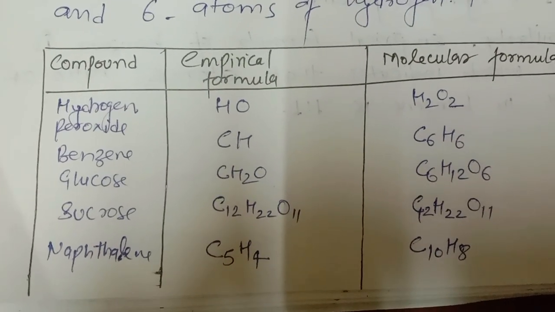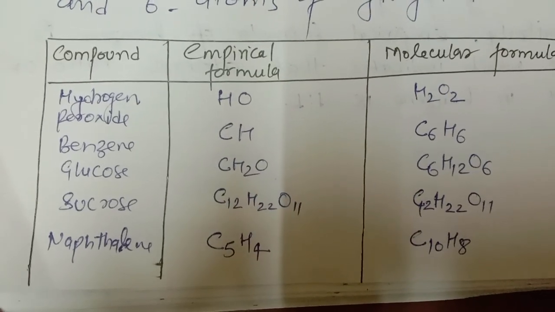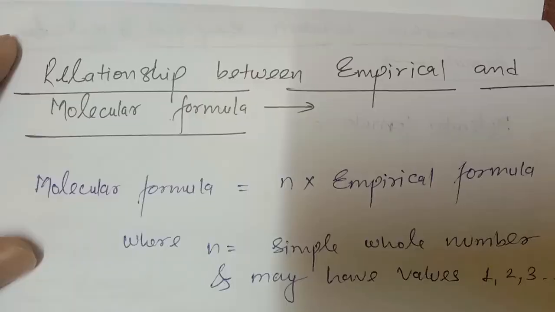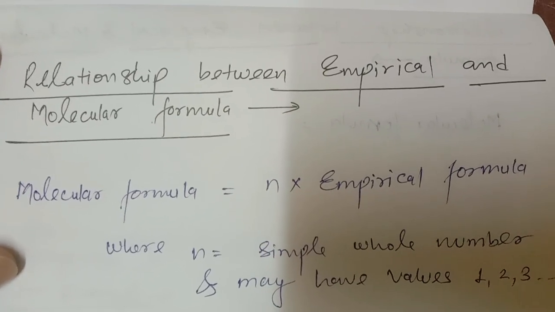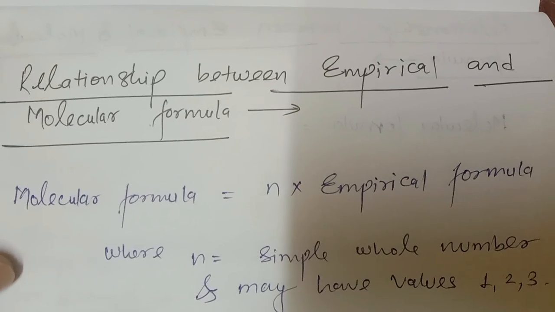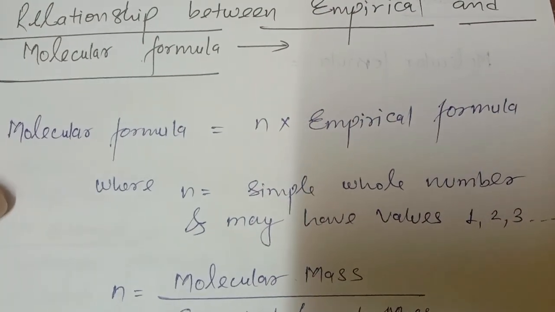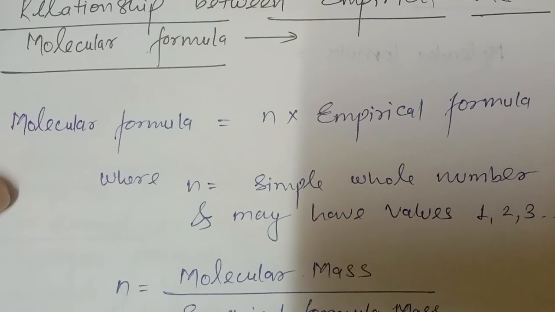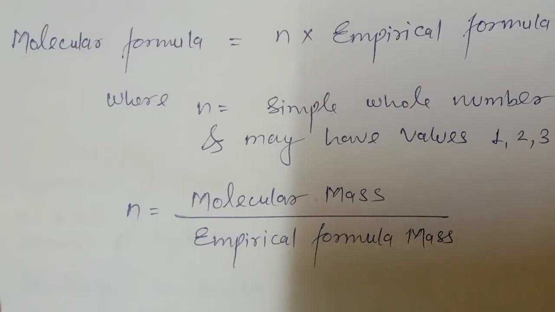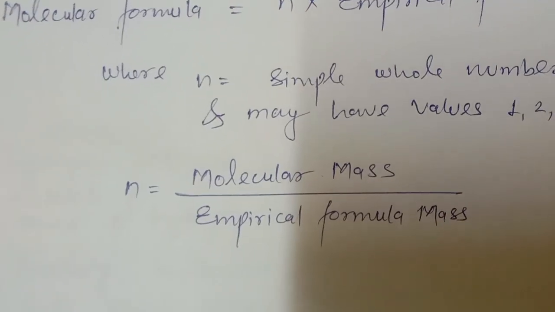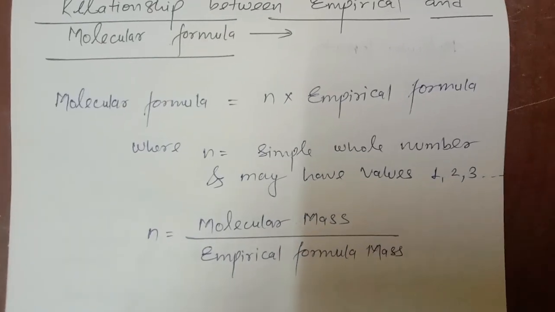Now we will study the relationship between the empirical formula and molecular formula. Molecular formula equals n times the empirical formula, where n is the simplest whole number and it may be equal to 1, 2, 3 and so on, where n is the molecular mass divided by the empirical formula mass. So this is the relationship between the empirical formula and molecular formula.